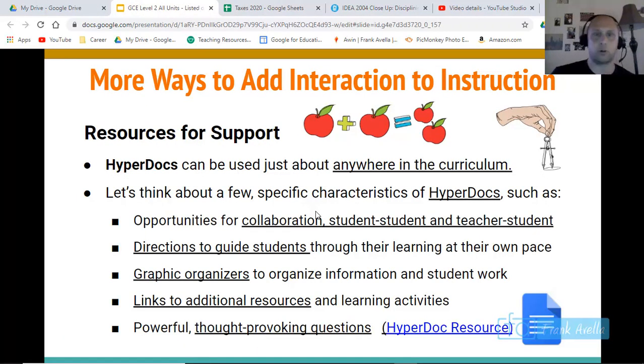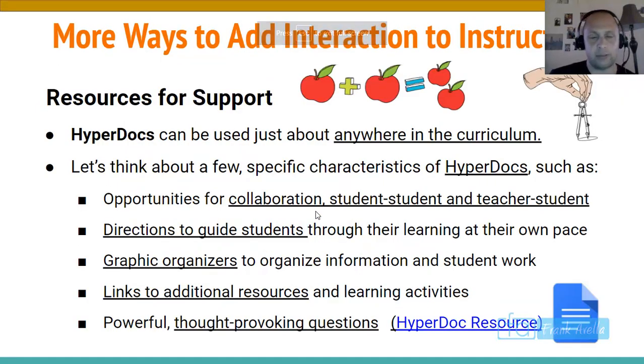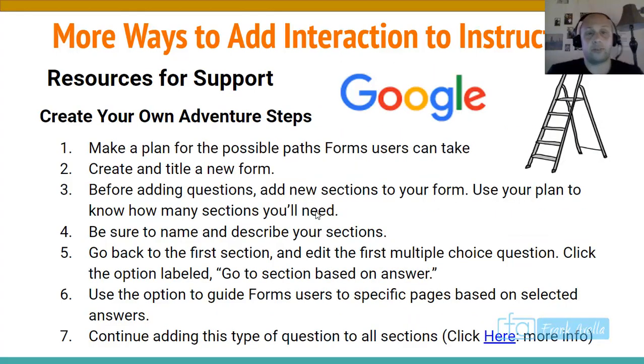All right. So more ways to add interaction to instruction. Here we go. So that was just a Hyperdoc, just a resource example there for you. All right, so create your own adventure. Here are the steps. Okay, make a plan for possible paths for forms users can take. Remember, the main thing here is it's create your own adventures, and then it's the Hyperdocs. With the create your own adventures, the main thing they want you to be able to do is go to section based on answer.